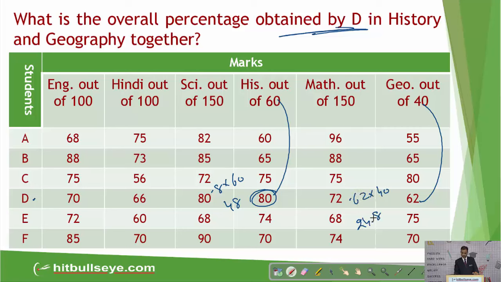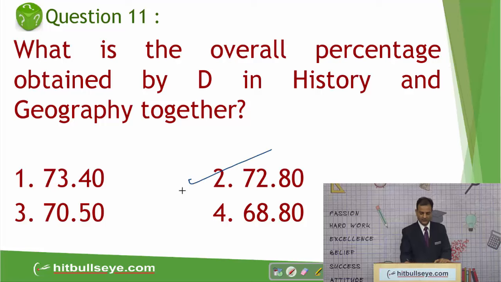What is it asking? Overall percentage. So that means 48 plus 24.8 will be 72.8, and this 72.8 is out of 60 plus 40, so 72.8 upon 100, because the total is 100, into 100, so the answer will be 72.8%. Let's see the choices. The second option is the answer.